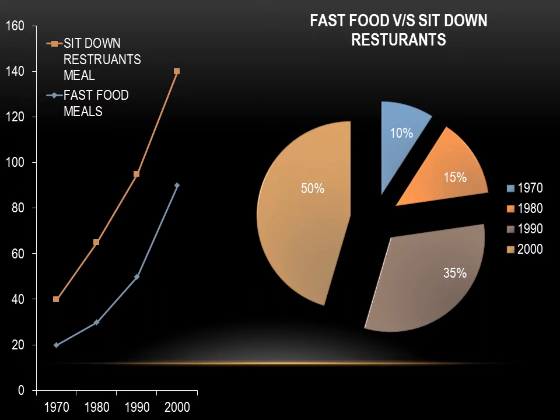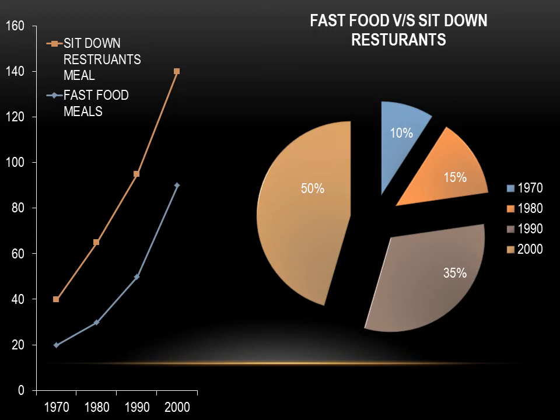Where the families eat their restaurant meals also changed during the 30 year period. In 1970, families ate the same number of meals at fast food and sit down restaurants. In 1980, families ate slightly more frequently at sit down restaurants. However, since 1990, fast food restaurants serve more meals to families than do sit down restaurants. Most of the restaurant meals in the 2000s were eaten at fast food restaurants.